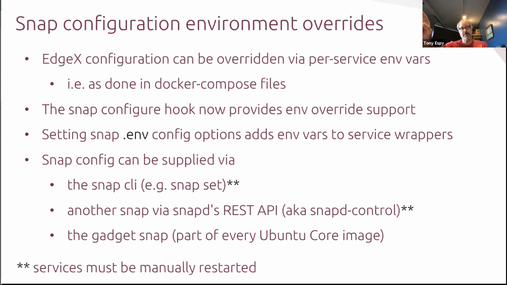So again, I've got a little note at the bottom here. If you use the first two methods, either using the command line or the REST API, you need to restart the service to pick up the new environment variable override. Whereas if you use the gadget snap, that configuration is provided to the service before the service even starts. So that's a very powerful facet of Ubuntu Core images. Next slide, please.